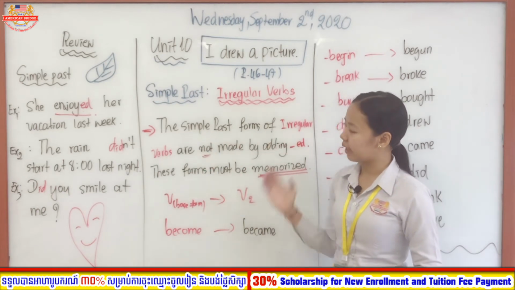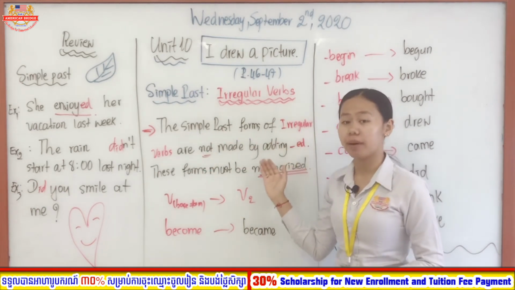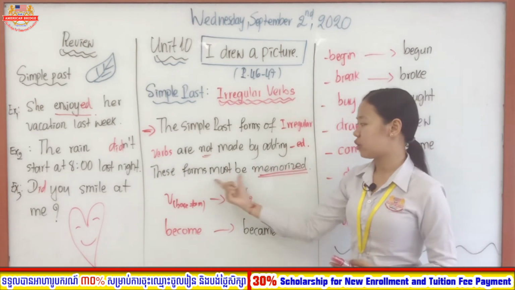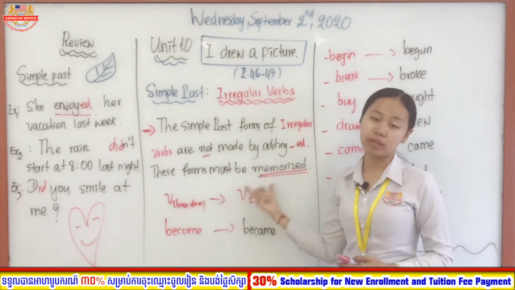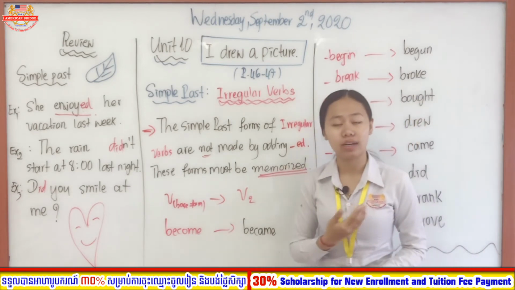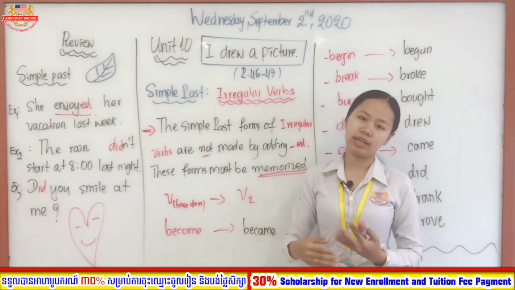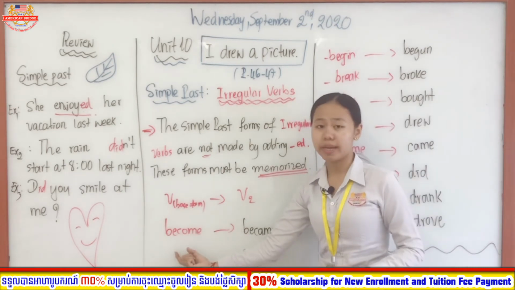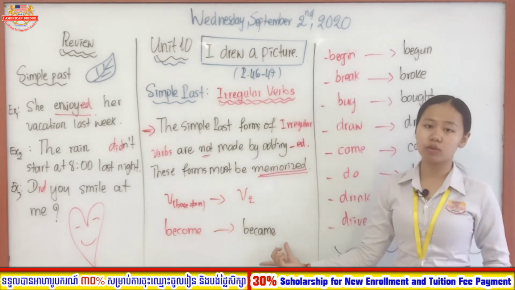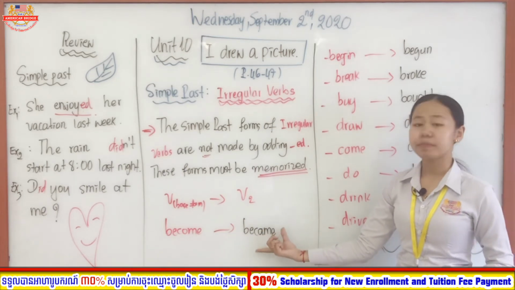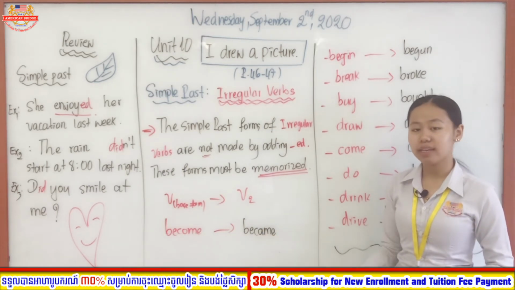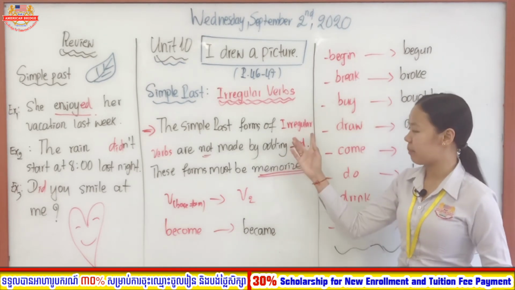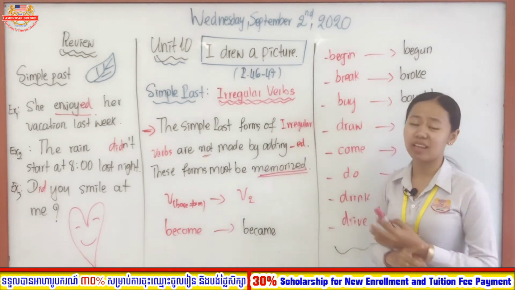Again, the simple past form of irregular verbs is not made by adding ed. You need to memorize it, or learn it by heart, and review day by day. For example, the base form is become, and when you change it to verb 2, or the simple past, you need to change it to became. You will ask, teacher, what is the rule? No rule, because like the teacher mentioned, the irregular verb is not like the regular verb.